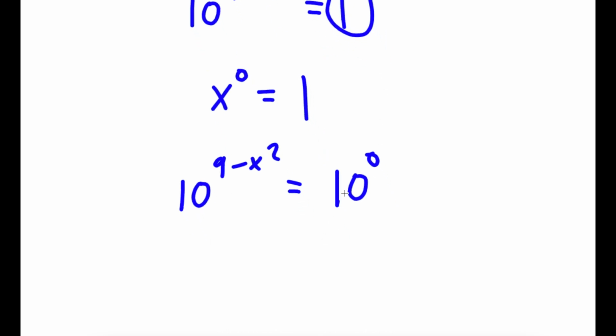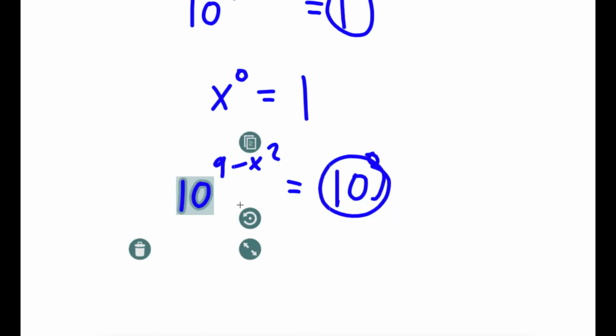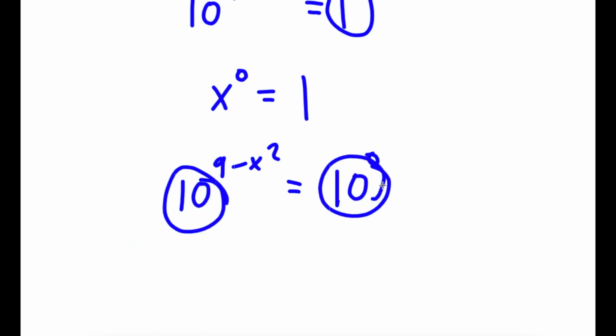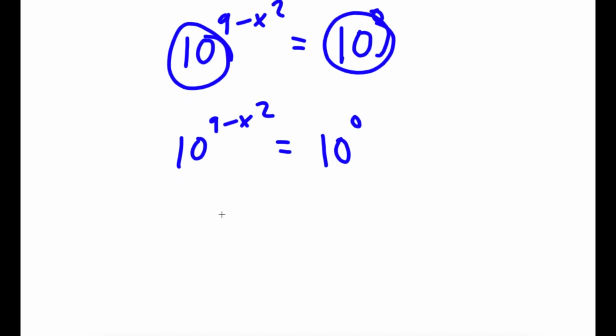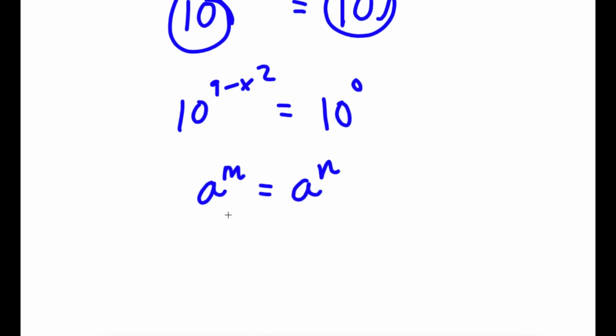And the reason I did this is so that these two bases here are the same. Now, as you see, they're both 10. So now I have 10 to the power of 9 minus x squared is equal to 10 to the power of 0. And if I have something in the form a to the power of m is equal to a to the power of n, this means that m is equal to n.